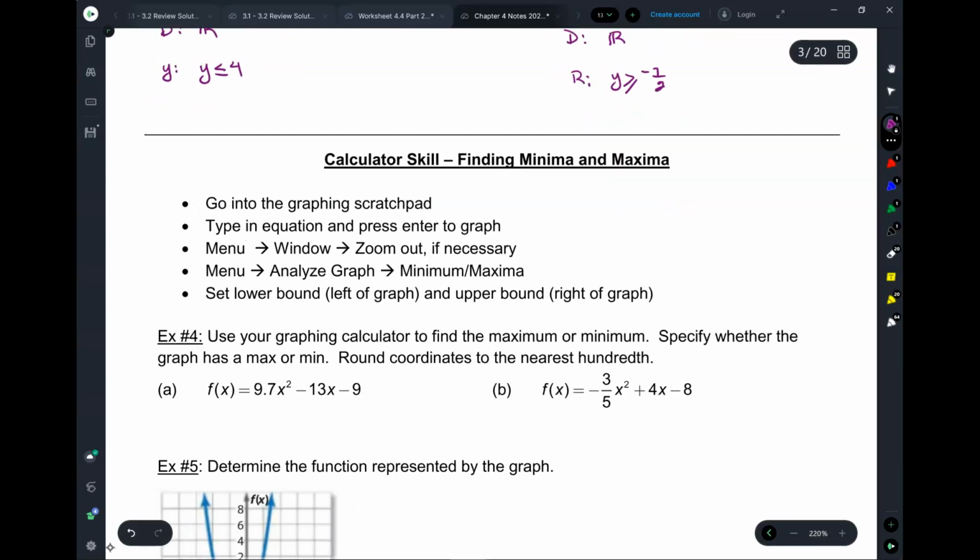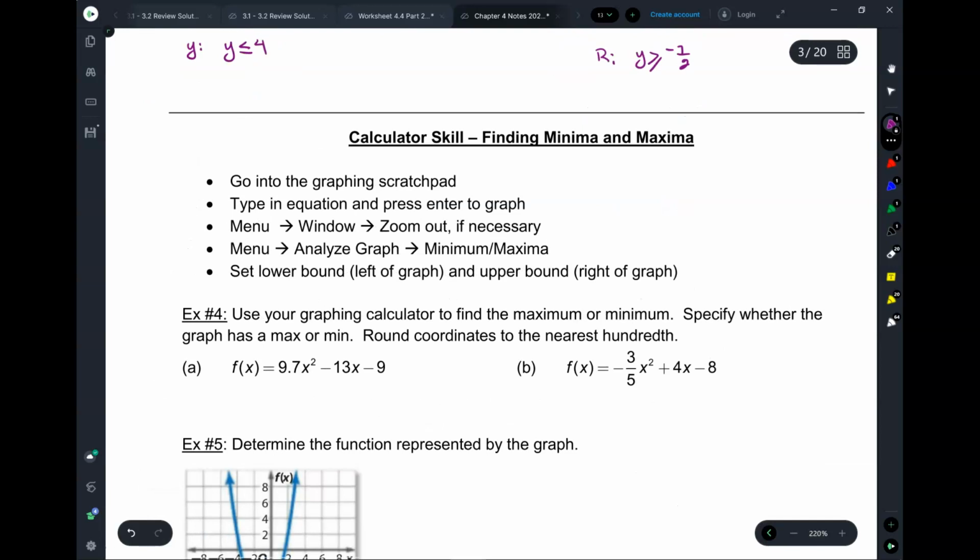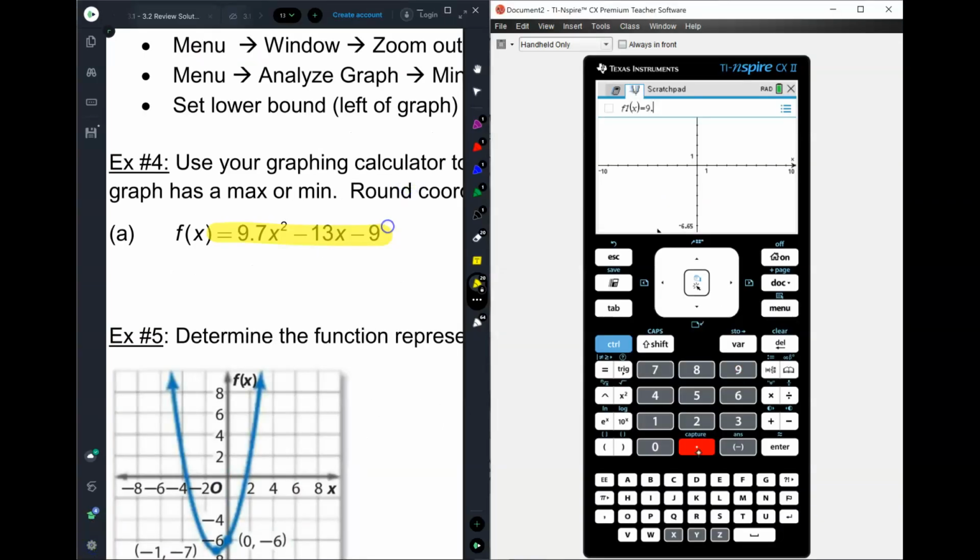Let's go ahead and take out your calculators, please. Right, so 9.7 x squared. We have to find minimum and maximum. So once you graph it, it's going to look like this. You can't even see the minimum or maximum. This is not a good graphing window.